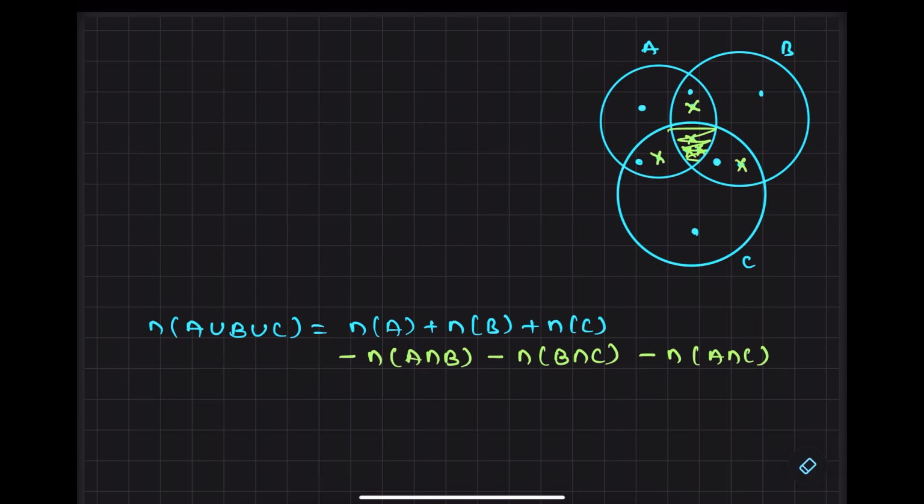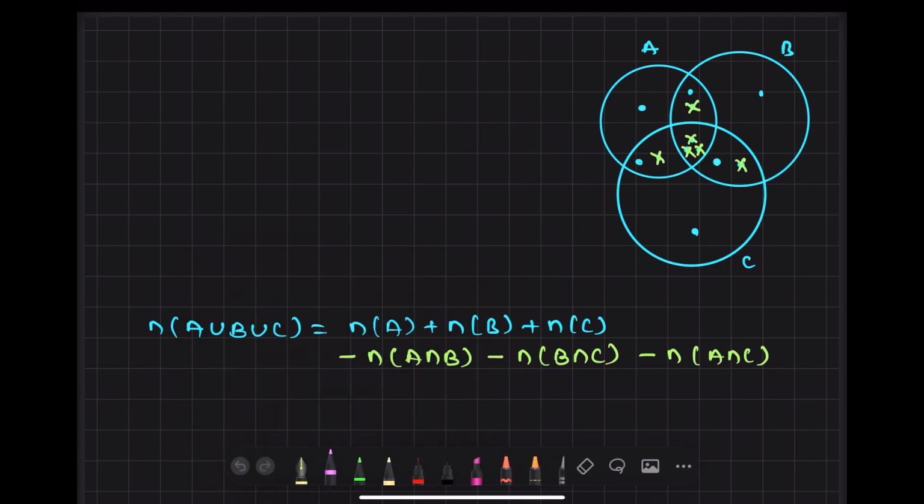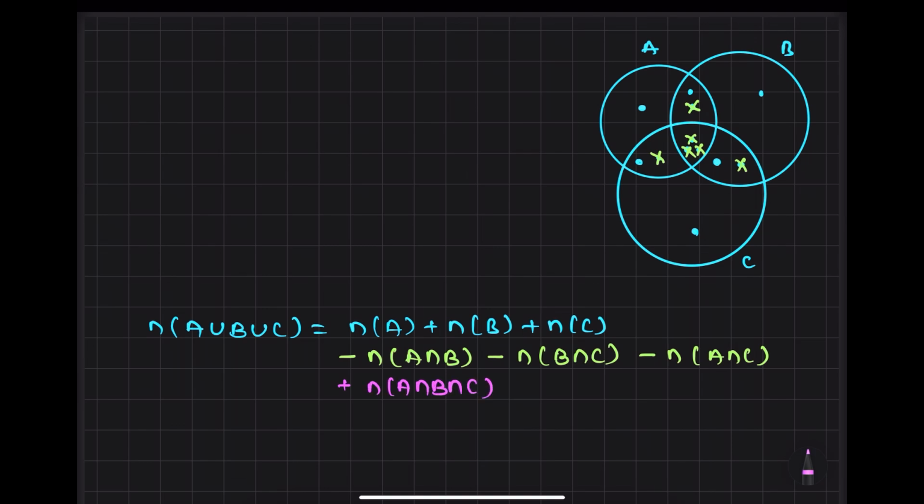So we have to write down something, because we want one dot to be part of every room. So what will we do? We will add n of A intersection B intersection C.